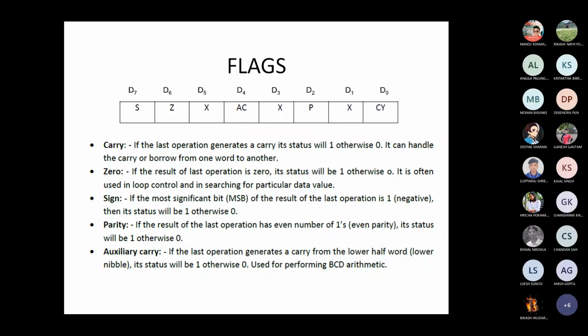Now what is in the D2 bit? P. P stands for parity. P stands for parity. So what is parity?